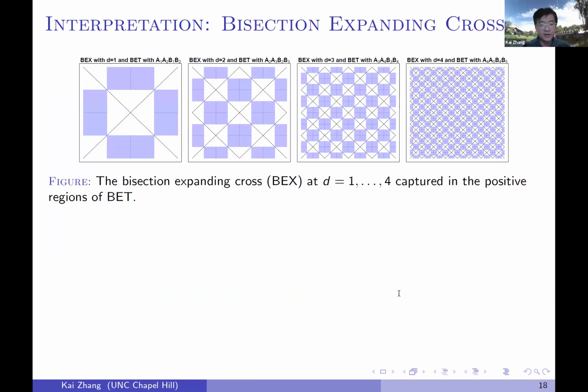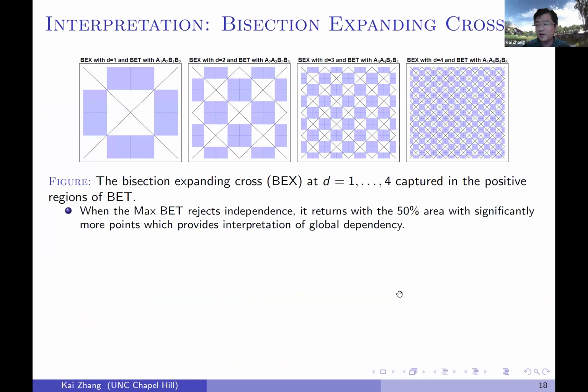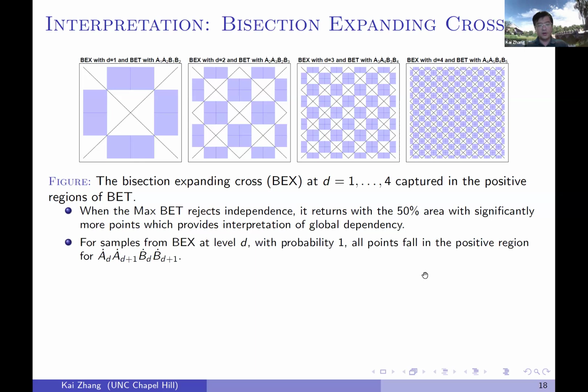Another thing I want to mention is interpretability, right? We mentioned that one drawback of existing methods for practical purposes is that they are not very interpretable. But here, when we reject independence, when we reject the null hypothesis, we also know the form of the relationship, because the test will return 50% of the area, either white or blue, with significantly more points. So that provides some information about global dependency.